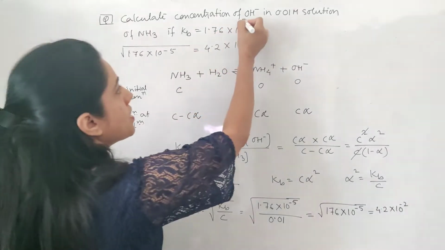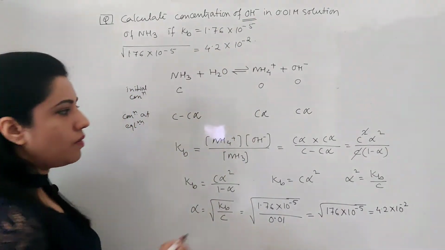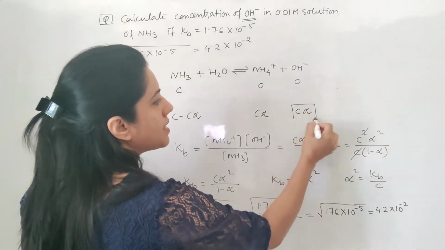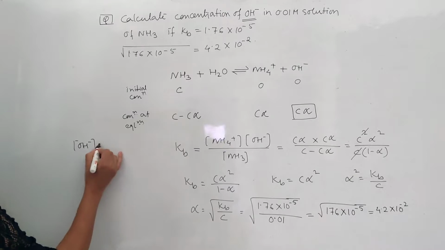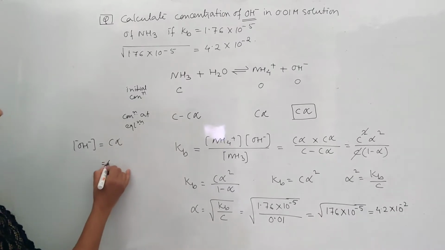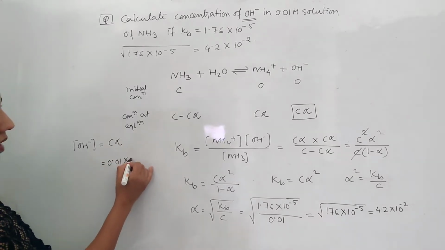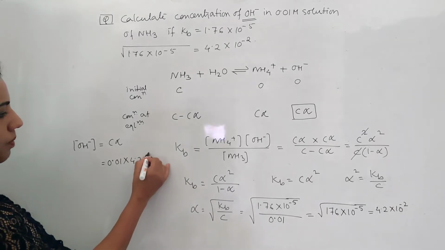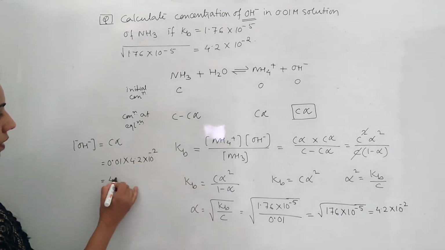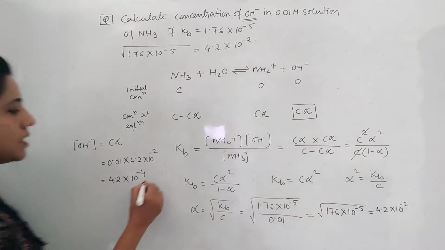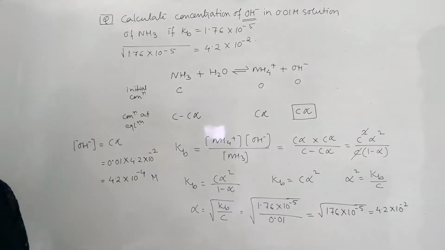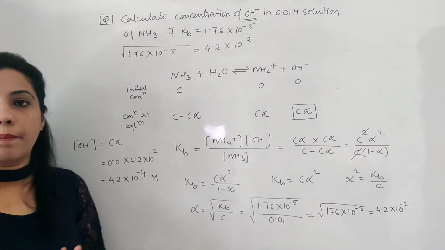What they are asking, concentration of OH minus. Now see what is the concentration of OH minus. It is C alpha. So write down here concentration of OH minus, which is C alpha. So C is your 0.01 and alpha we got 4.2 into 10 raised to power minus 2. So finally we get 4.2 into 10 raised to power minus 4. This is this much molar. So this is the answer for this particular sum.